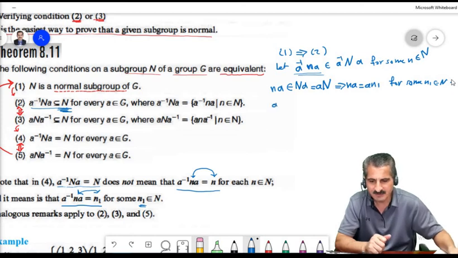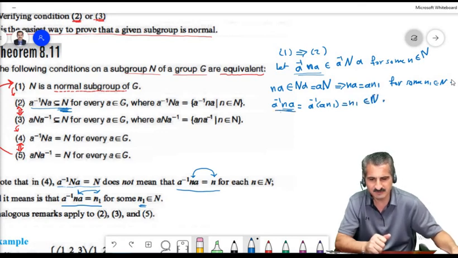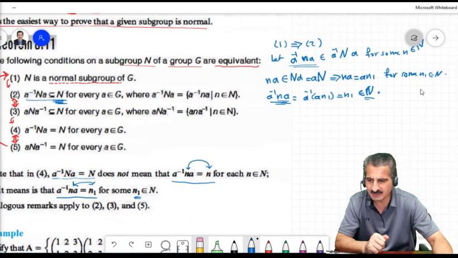Now A inverse small n A equals, so we will replace this. We will have A inverse A n1. Now use associativity, and that will be n1, and that belongs to N, and then we are done. Okay, so this belongs to N. So we are done with 2. Now we will prove that 2 and 3 are equivalent.